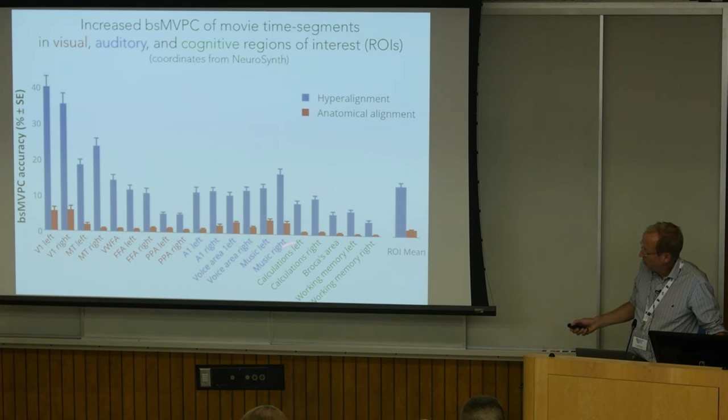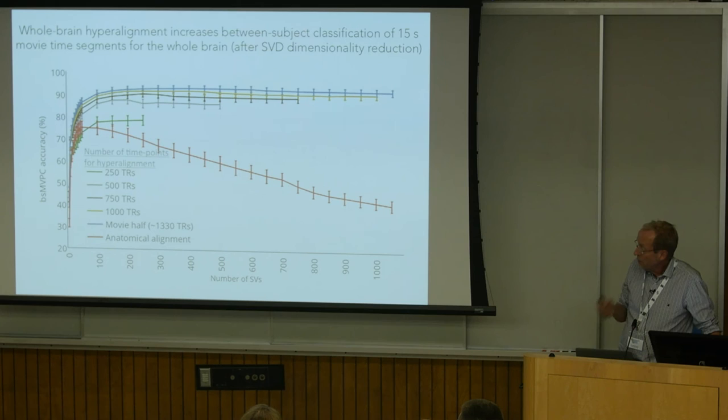And on average, the classification accuracy in these loci was 7 times higher after hyperalignment than after anatomical alignment. So that suggests that these principles for deriving a common space are shared across cortical fields that represent very different kinds of information. So that information shouldn't be redundant.